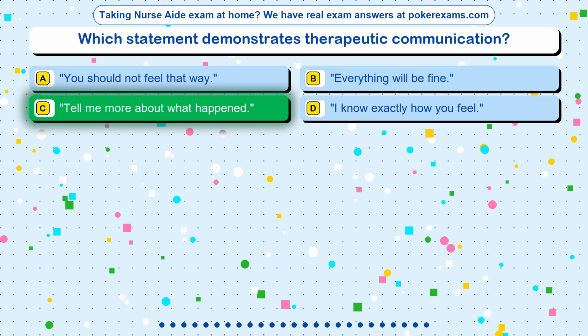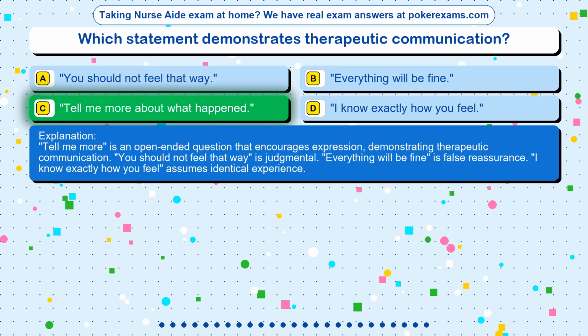The correct answer is option C. Tell me more about what happened. Tell me more is an open-ended question that encourages expression, demonstrating therapeutic communication. You should not feel that way is judgmental. Everything will be fine is false reassurance. I know exactly how you feel assumes identical experience.